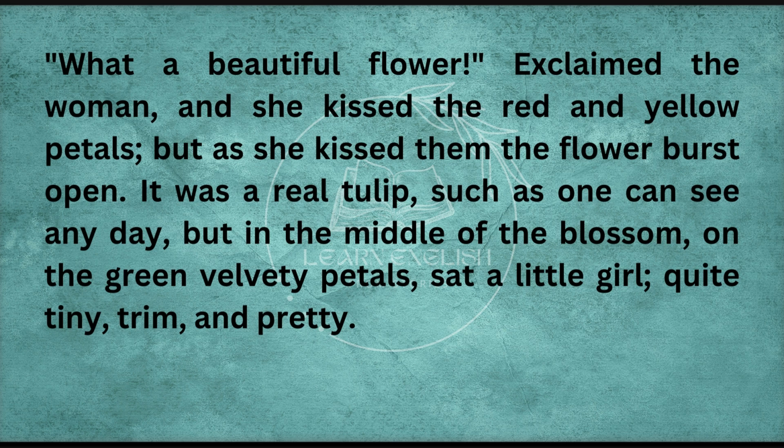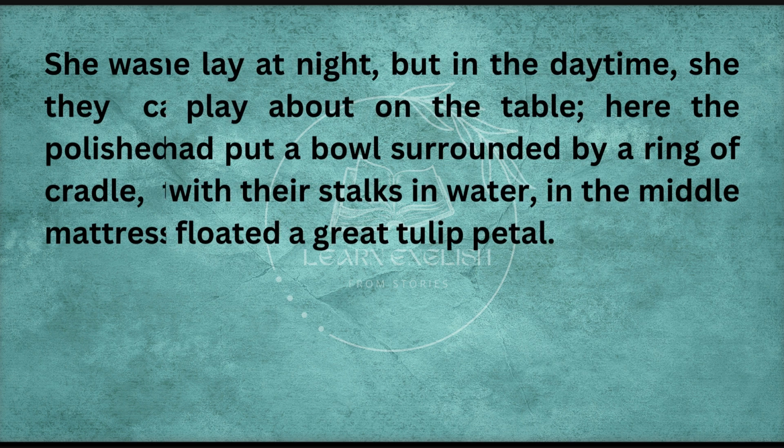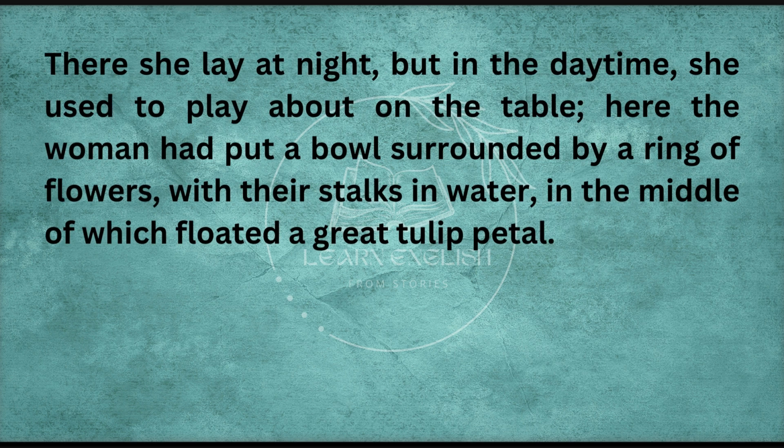It was a real tulip, such as one can see any day, but in the middle of the blossom, on the green velvety petals, sat a little girl, quite tiny, trim, and pretty. She was scarcely half a thumb in height, and so they called her Thumbelina. An elegant, polished walnut shell served Thumbelina as a cradle. The blue petals of a violet were her mattress, and a rose leaf her coverlid. There she lay at night, but in the daytime she used to play about on the table.